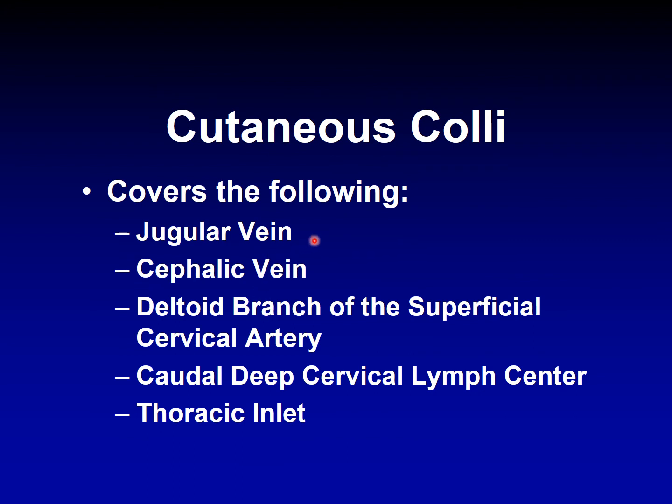Jugular vein is one of them. Cephalic vein is another. The deltoid branch of the superficial cervical artery. Caudal deep cervical lymph center. We will talk about that when we talk about the lymphatic system of the neck. And then the thoracic inlet. All of these are important structures that the cutaneous colli will cover.